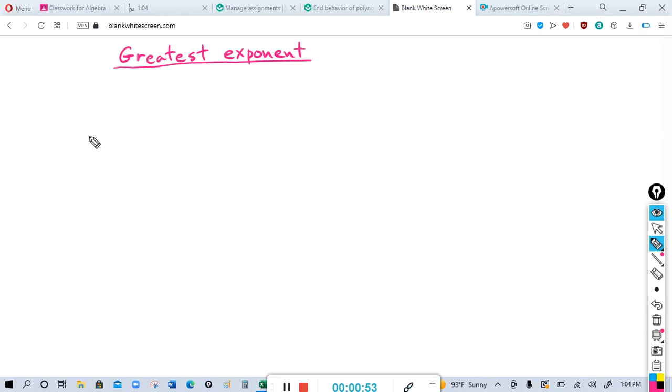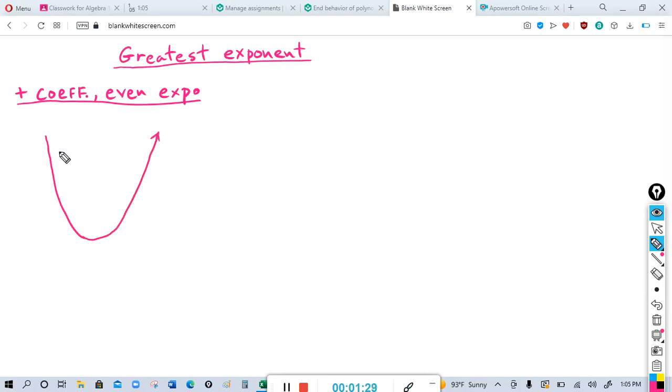Greatest exponent. In the first case, it will be a positive coefficient and an even exponent. Positive coefficient, even exponent. It's basically going to look like this, generally speaking. It's going to look like that, okay?